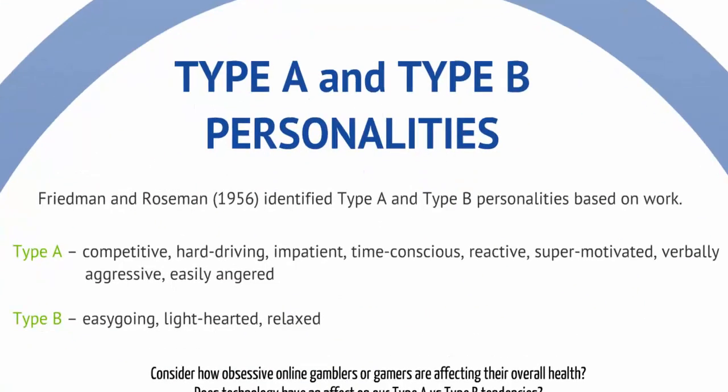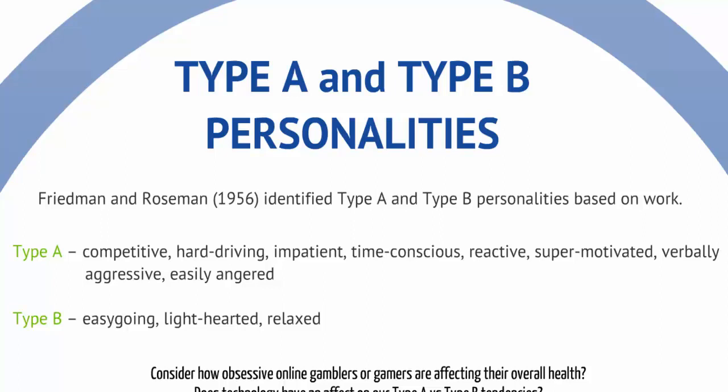Our personality types can determine how well we respond to stress. Type A and type B personalities, developed by Friedman and Roseman, are based on characteristics of how people respond to certain situations. The type A people are more competitive, hard-driving, impatient, reactive, time-conscious, usually very motivated and easily angered, whereas type B are the easygoing, lighthearted, relaxed sort of people.